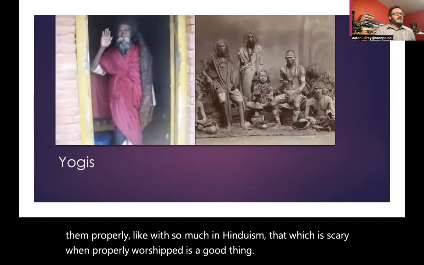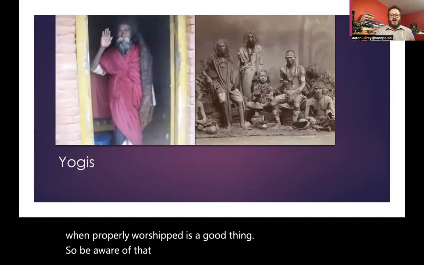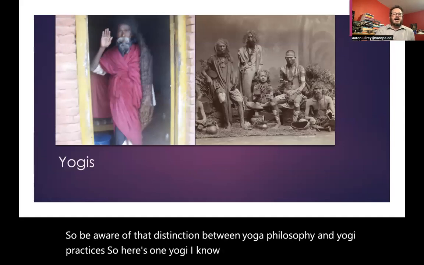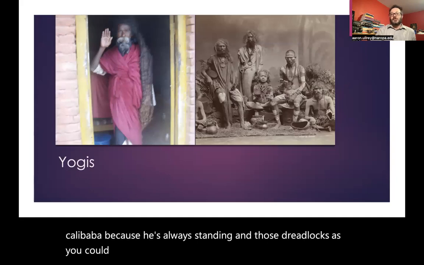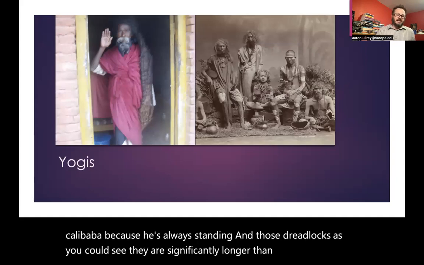So be aware of that distinction between yoga philosophy and yogi practices. Here's one yogi I know on the left. They call him Khari Baba because he's always standing. And those dreadlocks, as you can see, are significantly longer than they look. They trail behind him.